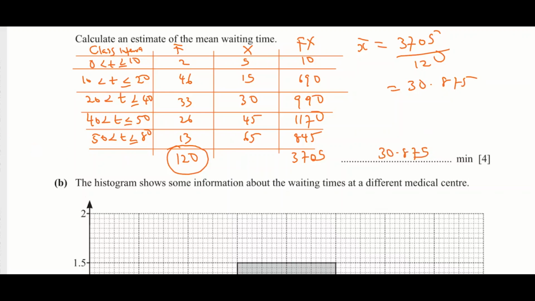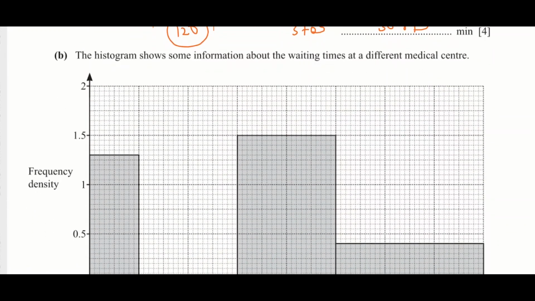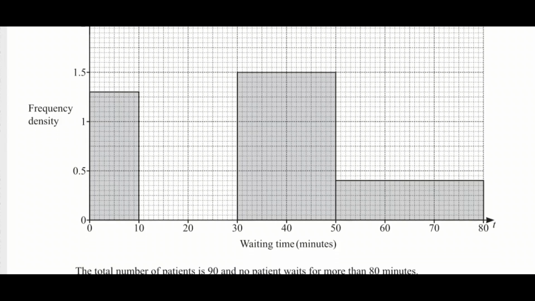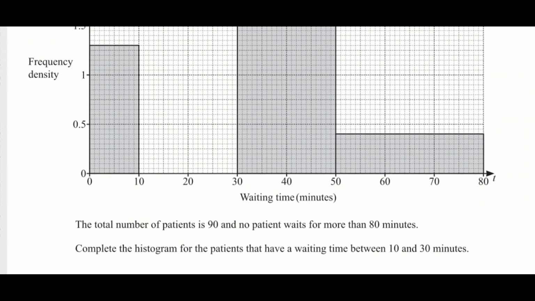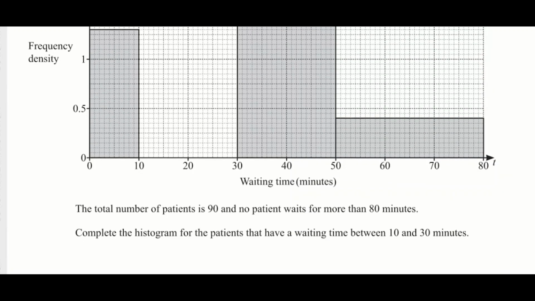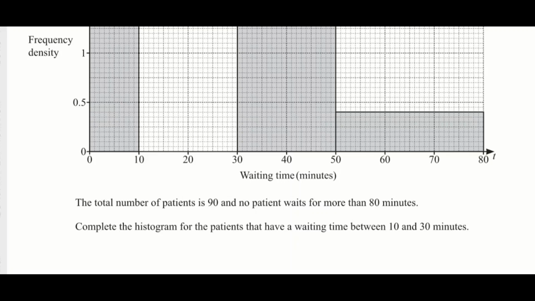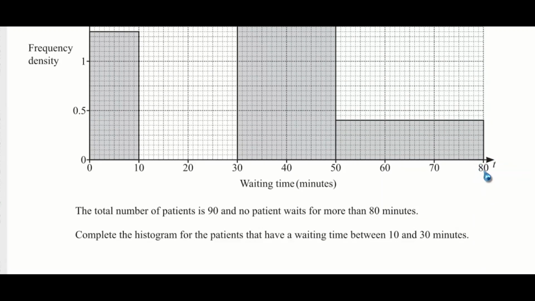Okay, the next one: the histogram shows some information about the waiting times at a different medical center. Frequency density is given as the vertical axis, and the horizontal axis is the waiting times in minutes. The total number of patients is 90, and no patient waits for more than 80 minutes. So this is the maximum number here. And we know that the summation of the frequencies is 90.